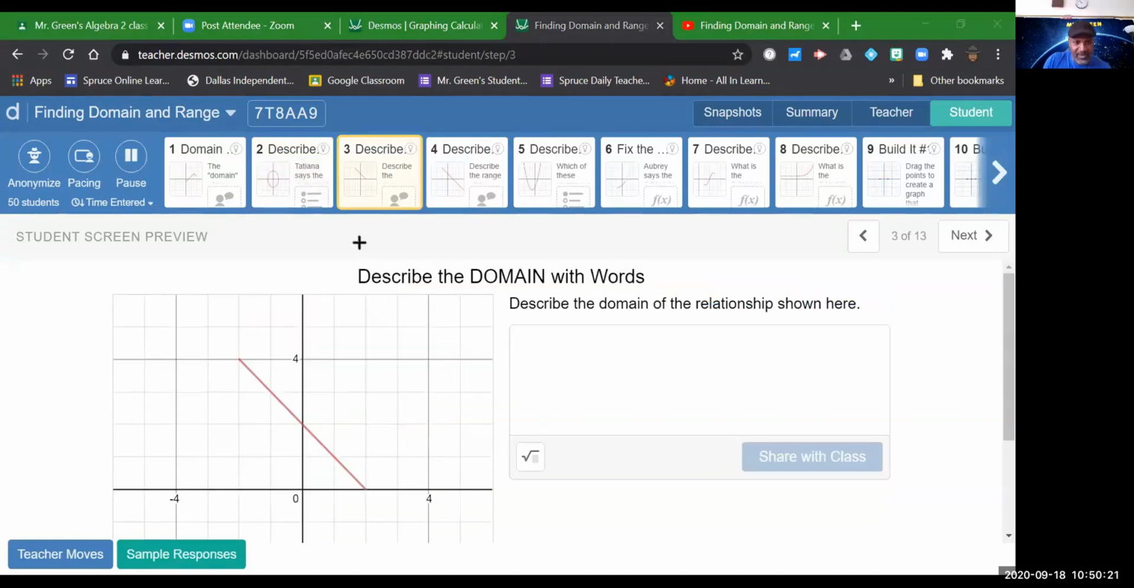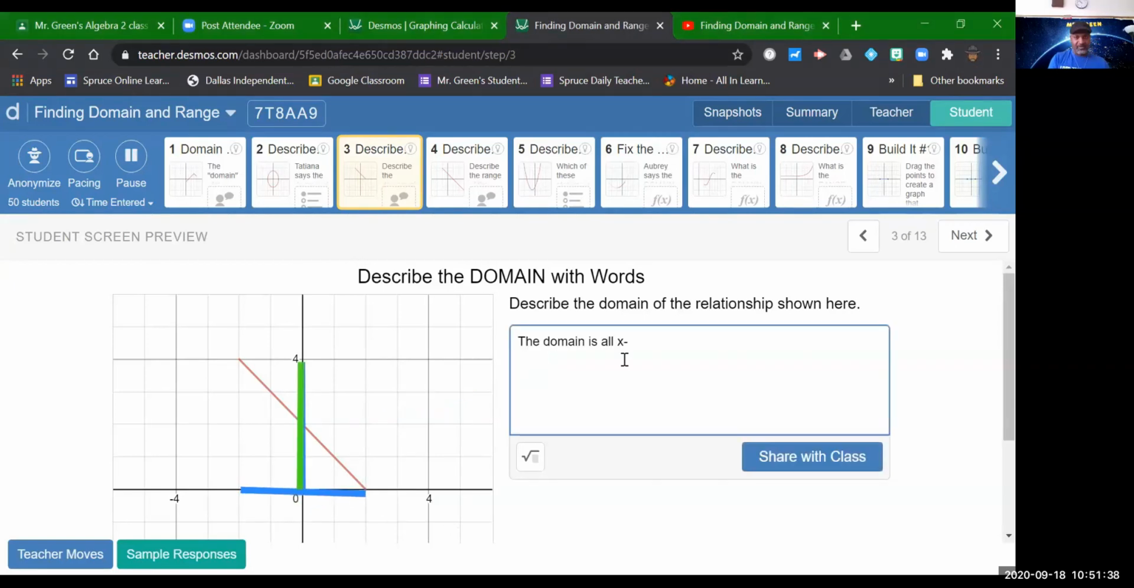That's what she did. All x values between, forgive that, don't ignore that line there, from -2 to +2. That's the domain line there. Values between -2 and 2. And it includes both of them.